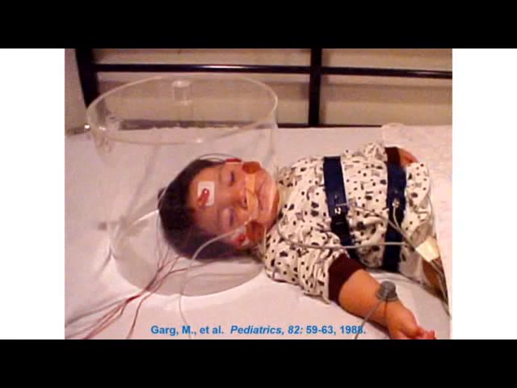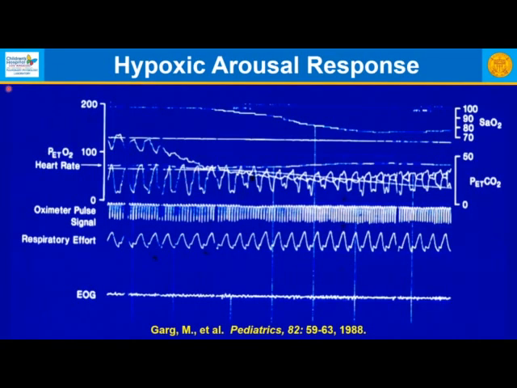So the way this study was done was infants were placed under a head hood, which at the time used to be used to give supplemental oxygen, but we introduced nitrogen to reduce the fraction of inspired oxygen to 11%. This is roughly the equivalent of breathing at 10,000 feet elevation. So it's not something that we thought was harmful, but it is something that an infant should note as being different than breathing 21%. This shows a hypoxic arousal response test.